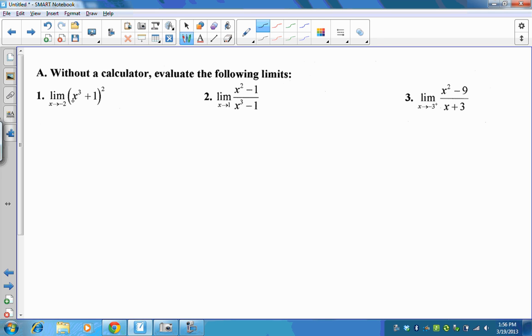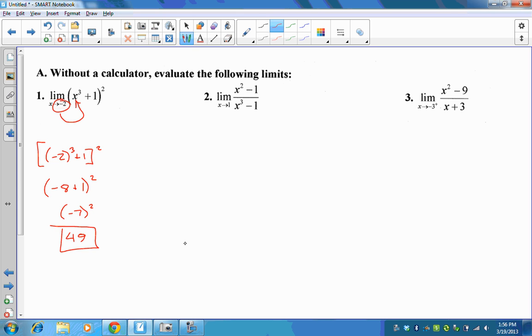Let's see, without a calculator, we're evaluating these limits. With limits, your first approach is always to simply plug in your value of x and hope it works. So I'm going to start by simply plugging in -2. Number one is actually going to be very nice because I can plug in (-2 cubed plus 1) all squared. -2 cubed is -8, plus 1, all squared. That's -7 squared, which is 49. So that would be your answer to number 1.